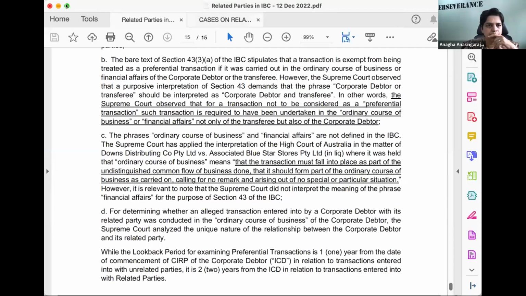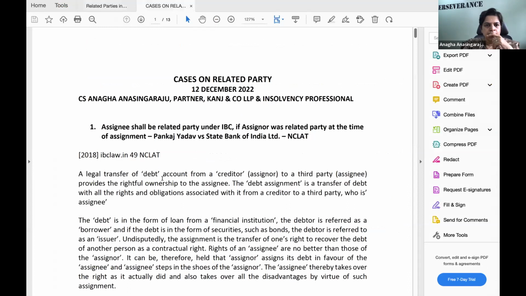Now we have some time left only to discuss the case laws. These are some of the cases on related parties, and I also have some cases on 29A. If we don't finish it, or if you don't want to discuss it here, then I can circulate these files and you can go through them. Let us see the cases on the related parties.